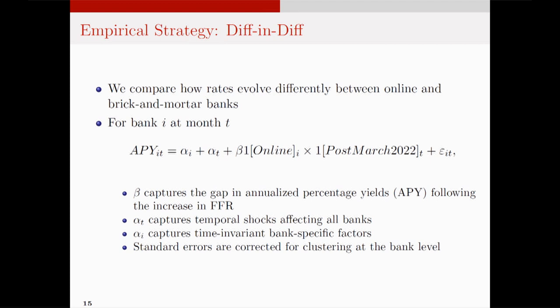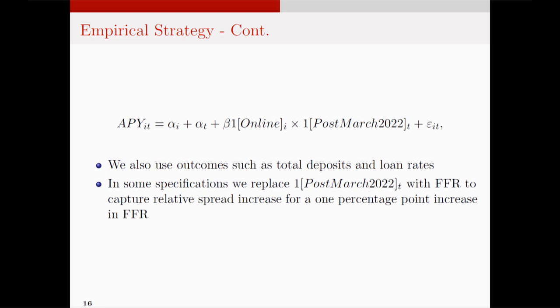Okay, going into my empirical specification, I will compare the rates that the online banks offer with the rates of the brick and mortar banks, and I will be utilizing a difference in differences specification around the shock. This is monthly data. On the left-hand side, I have the annual percentage yield, and I'm looking at the effect of the interest rate hikes that started in March of 2022. And then I will also be including month fixed effects and bank fixed effects. And everything I will be showing you will be corrected for clustering of observations at the bank level. And also, I will be looking at the total deposits, and in many specifications, I will be interacting my post dummy with the federal funds rate to show you the economic significance of the results.